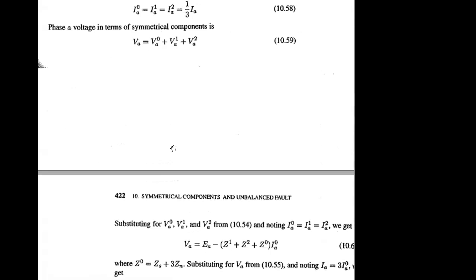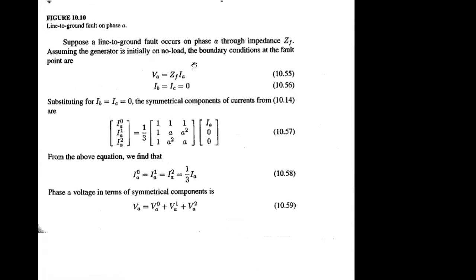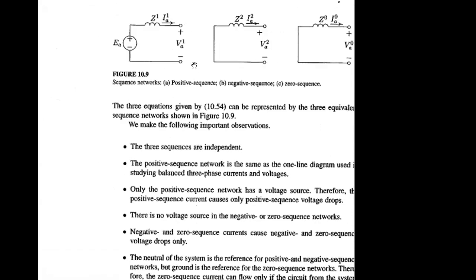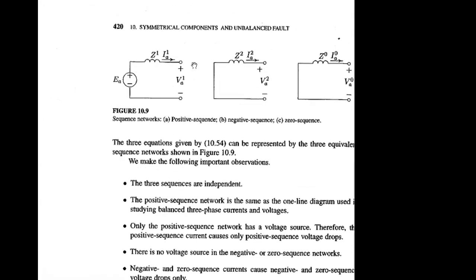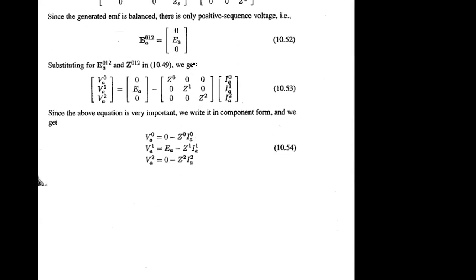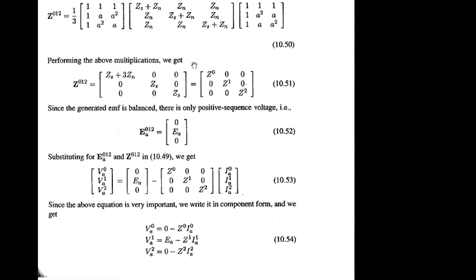Why don't the other two have any voltage source? I couldn't understand that part. Which one? Why the other two? Yes, VA. That means only the positive sequence will have the information. The other two will not have any information for internal EMF, because the generated EMF was balanced, so there is only positive sequence voltage.